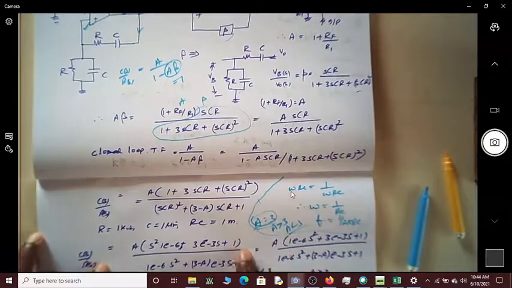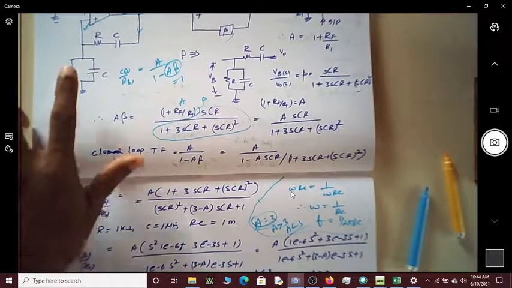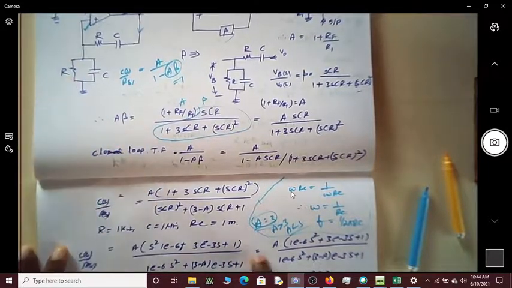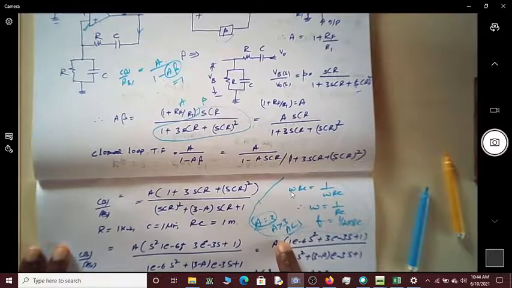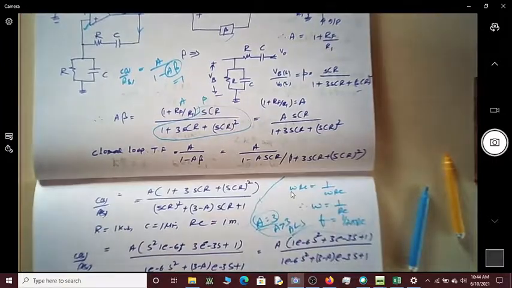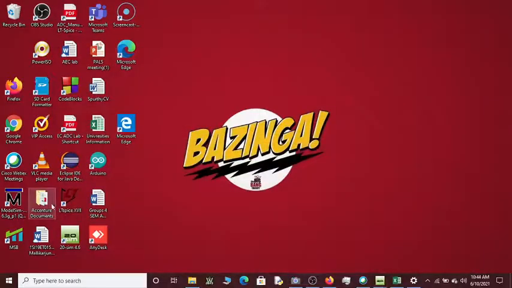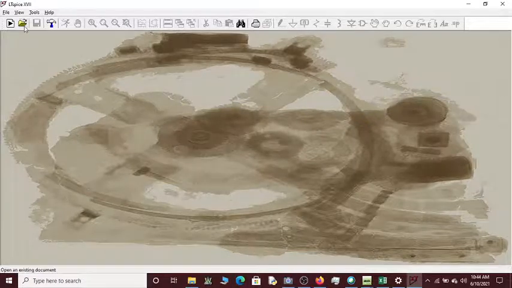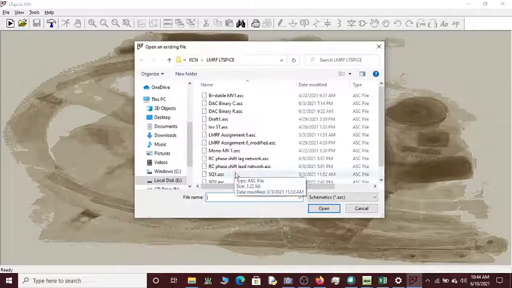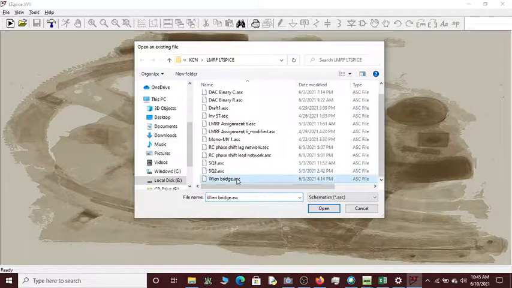So let us first see this circuit diagram using LTspice. Let us make the gain equal to 3 and see what oscillation we are getting. Then let us make the gain greater than 3 and less than 3 and try to understand how the system will behave. So let me just try to open LTspice. Let me share the same thing. Okay, it's already there. Now if I open, okay, the Wien oscillator is over here. Just open this.